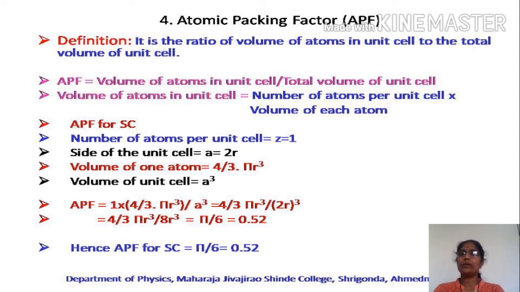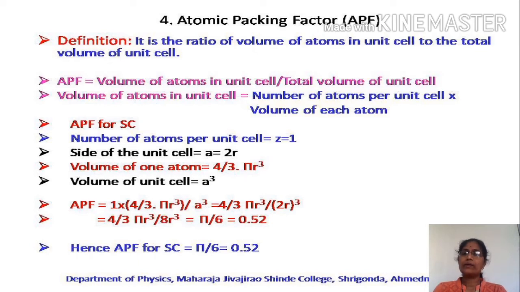In order to calculate atomic packing factor for SC, BCC and FCC structures, one should know the following things. For example, one should know the number of atoms per unit cell, the size of each unit cell, then the volume of one atom and the volume of the unit cell. We have already covered all these points in our previous session. Therefore, let's try to calculate atomic packing factor one by one for SC, BCC and FCC crystals.